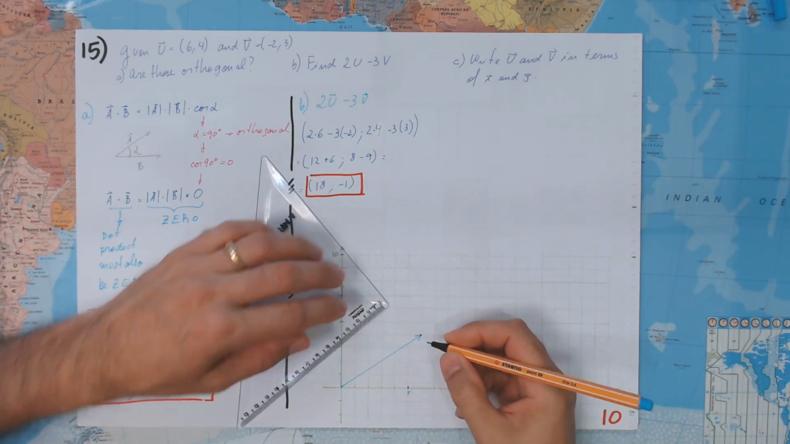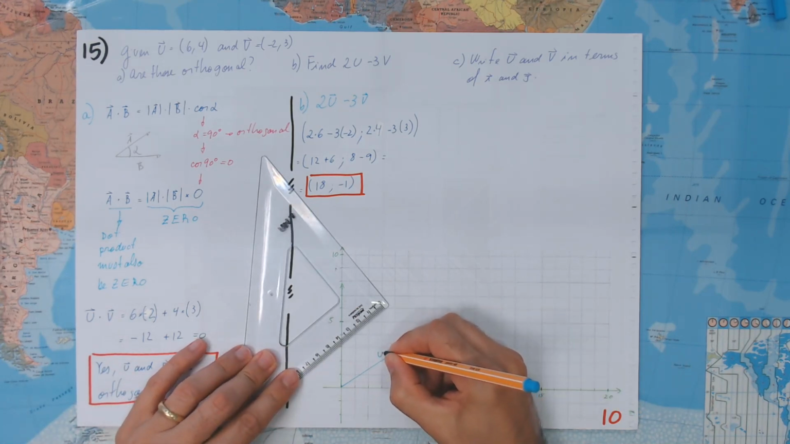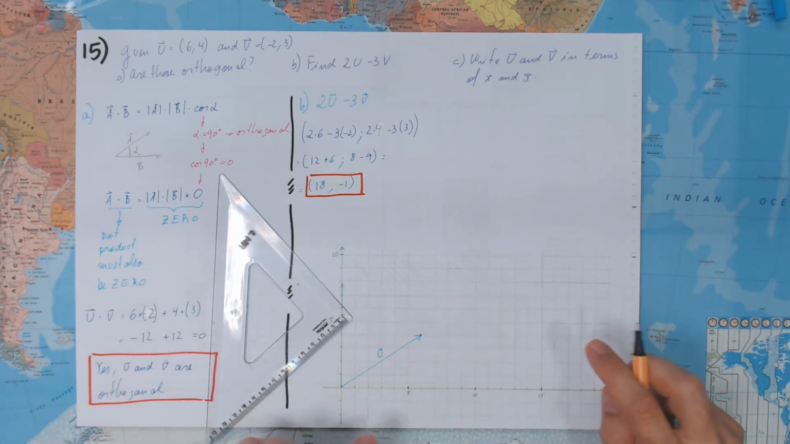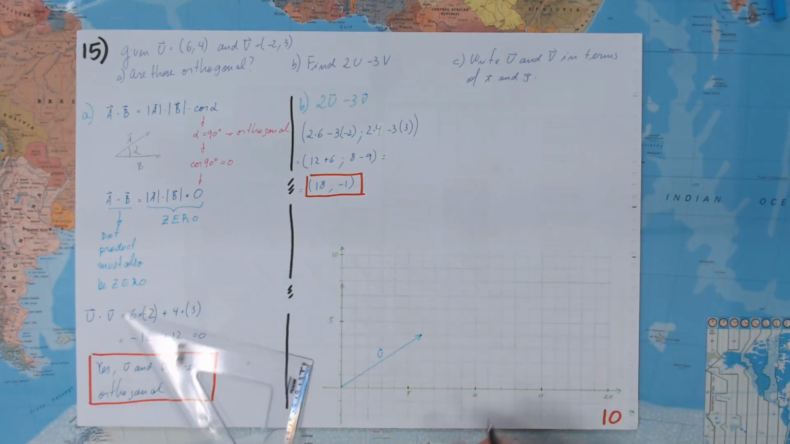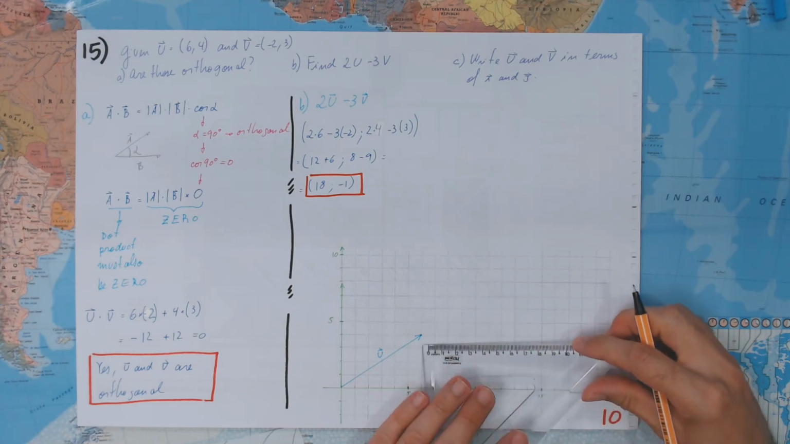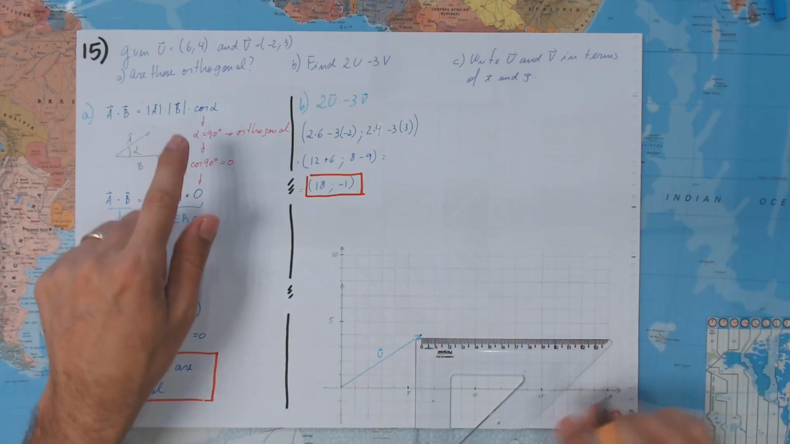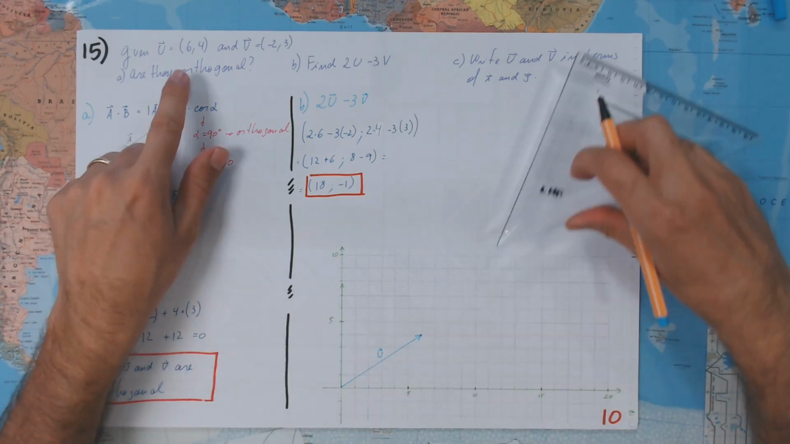This is u. Now let's add another u. You have two of those. Now again, I'm just going to use centimeters to help me not to mess up. I'm going to add another u.